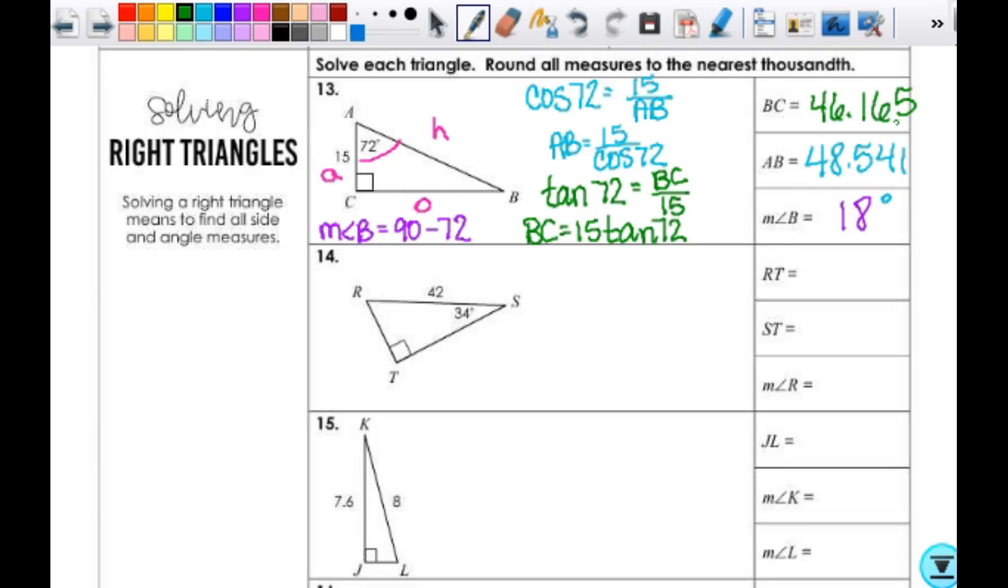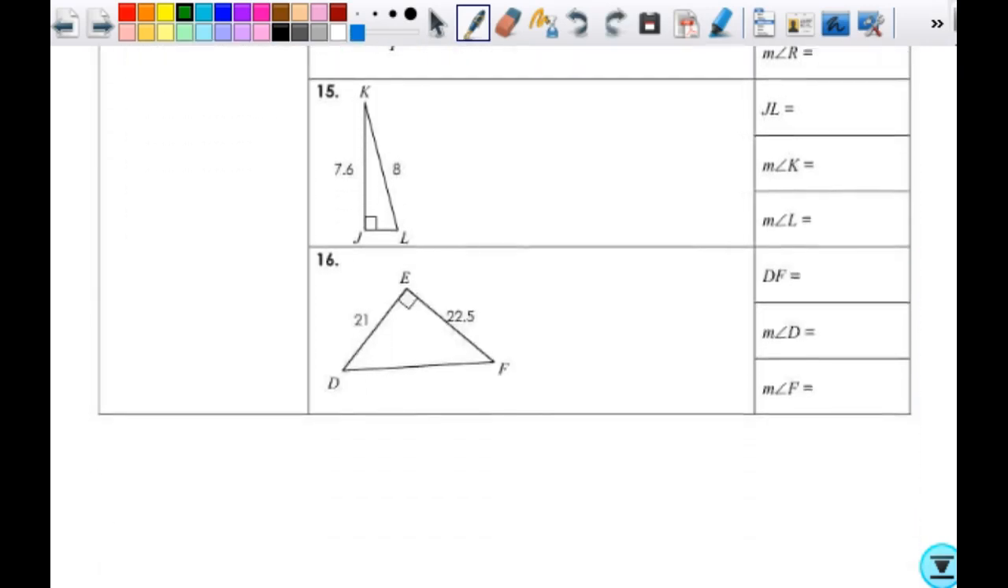Let's look at 15. So on 15, I have to find a side length, and I have to find two angles. So let's start by finding the angles. Which angle you want to find first? L? Okay, so I heard L. That's what we're going to go with. We're going to find out because it doesn't matter. So this is my angle I'm using. This is opposite. This is adjacent. This is hypotenuse.